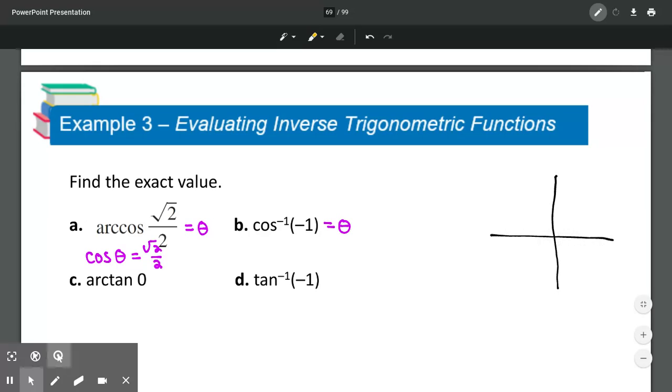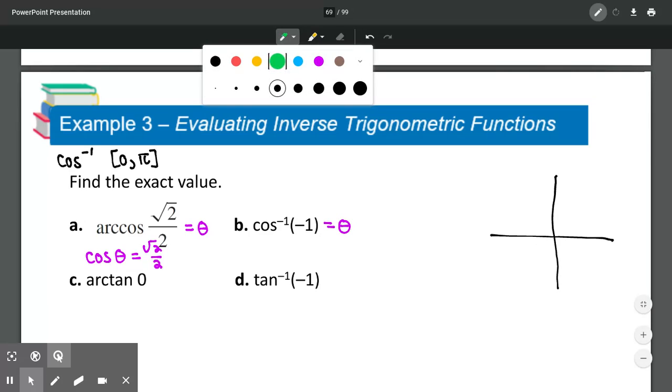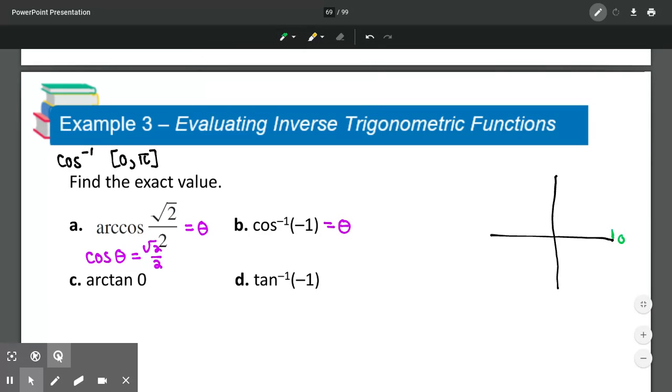And remember, your inverse cosine is restricted from 0 to pi. So if we put our green track from 0 to pi, our answer for cosine has to fall between 0 and pi. So then we ask ourselves, self, when does cosine equal root 2 over 2? And when we look at our unit circle, root 2 over 2 is right here at pi over 4. So the cosine is root 2 over 2 at pi over 4.